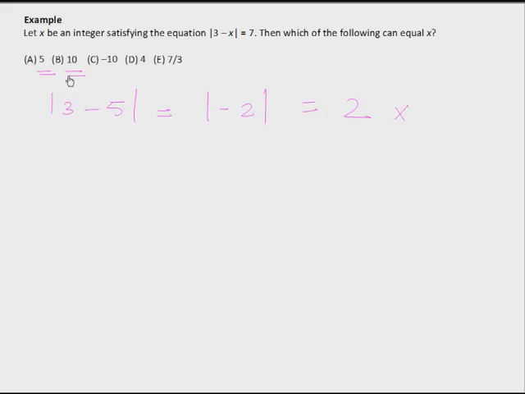Let's try B, 10. x is taking the value 10. 3 minus 10. That is absolute value of minus 7, which is 7. And we want it to equal 7 in the question. So here's our answer, B.